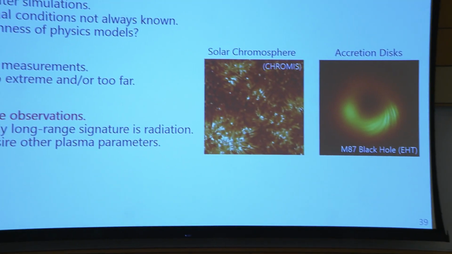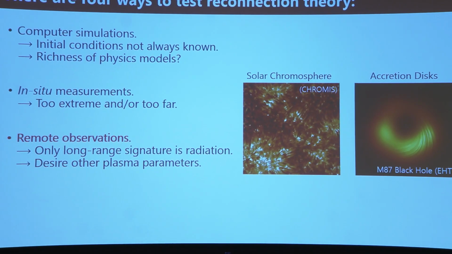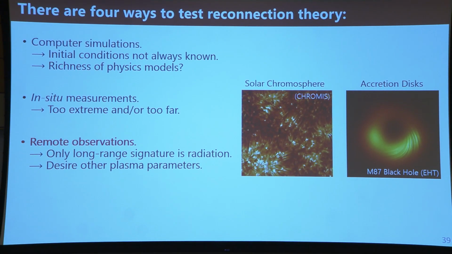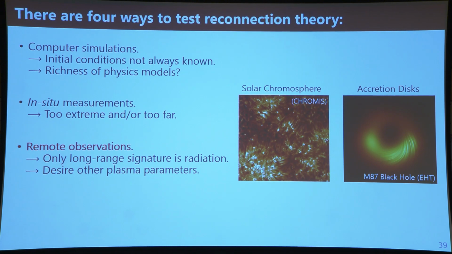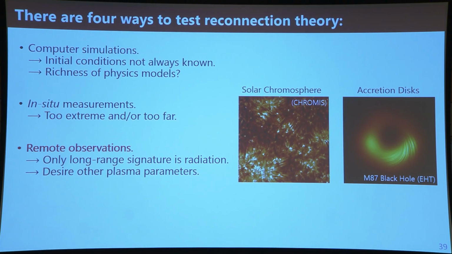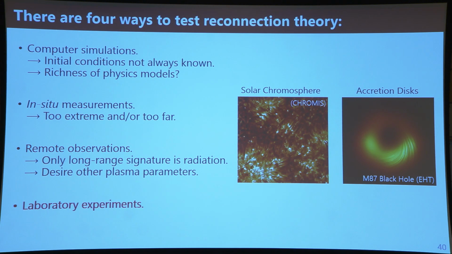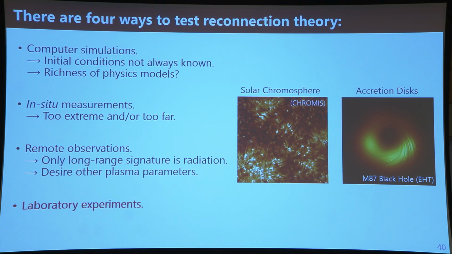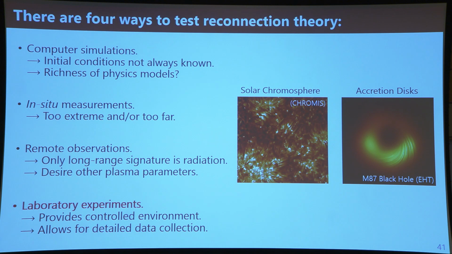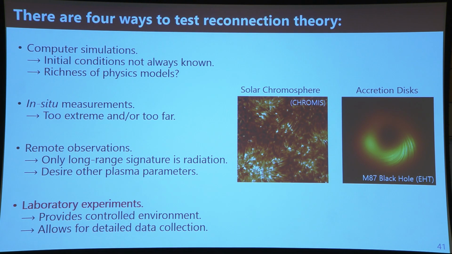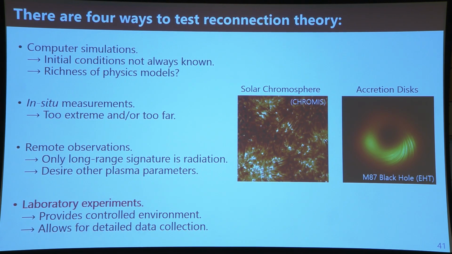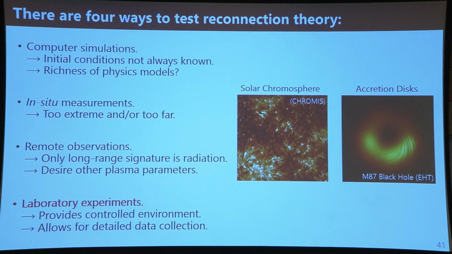A third technique is remote observations. So this is what I mentioned before, where we have telescopes which capture radiative spectra from all throughout the universe. But we can't infer everything we need from radiation alone. It would be better if we could have other plasma parameters like the velocity, the density, the temperature, in order to more fundamentally understand where this radiation is coming from. So that leaves us with our 4th and final option, lab experiments, and that's what we'll focus on for this talk here. The benefit of lab experiments is we have a controlled environment to measure in detail and up close the specific plasma physics at play.